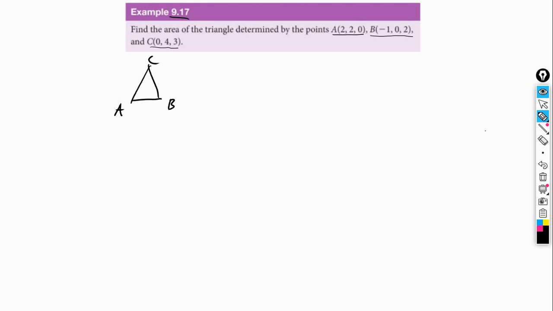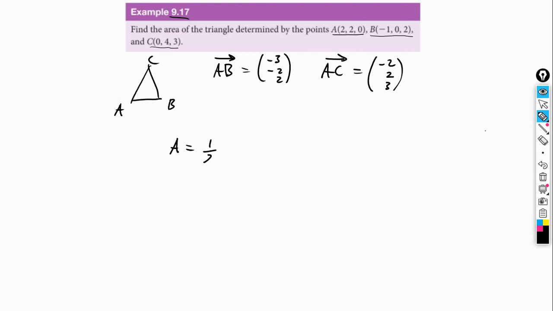So that means that we can find vectors AB, which is (-3, -2, 2), and vector AC, which is going to be (-2, 2, 3). And then all we have to do to find the area is do 1/2 times the magnitude of the cross product of these two vectors, right?